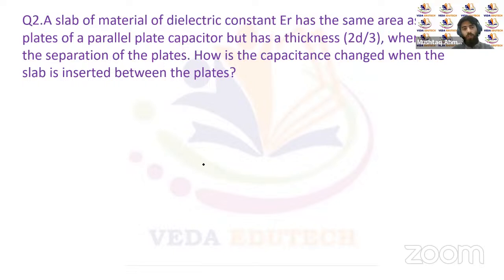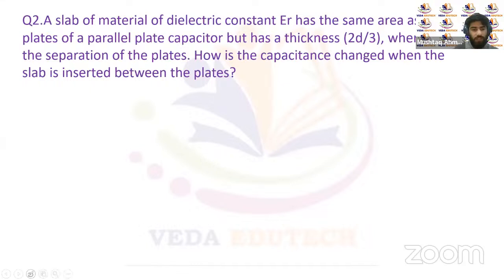So let's move on to the next question here. A slab of material of dielectric constant epsilon r has the same area as the plates of a parallel plate capacitor, but has a thickness 2d upon 3, where d is the separation of the plates. How is the capacitance changed when the slab is inserted between the plates, right?